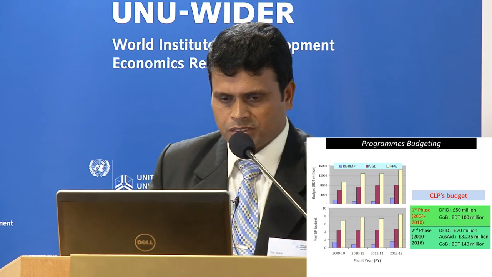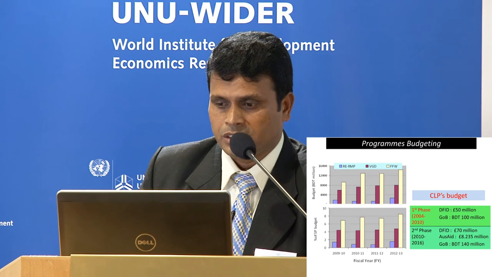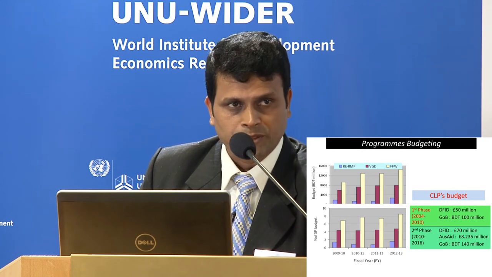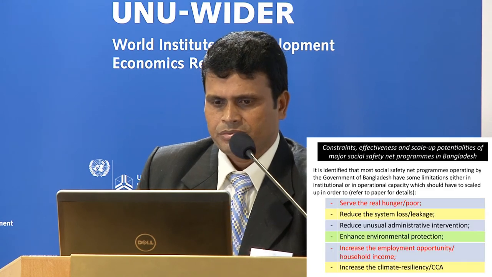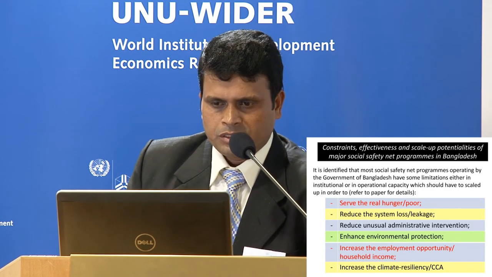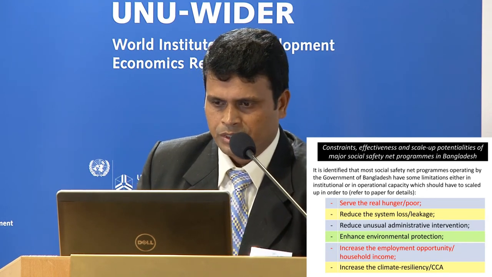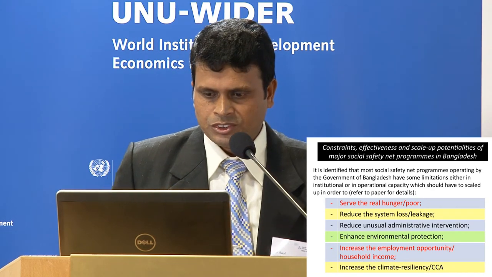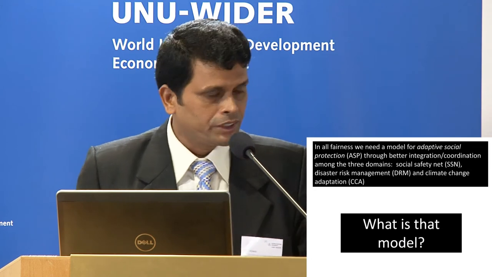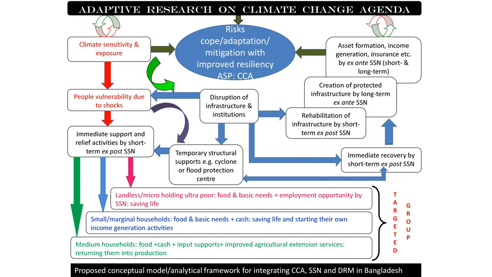And this is the budgeting for these programs. CLP is funded by DFID and AusAID, and partially by the Government of Bangladesh. It is identified that most social safety net programs operated by GoB have some limitations. This should be scaled up. So what is the model? We need a beneficial model. And we find this model for climate resilience of Bangladesh.